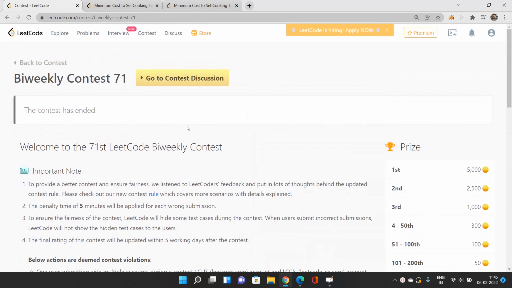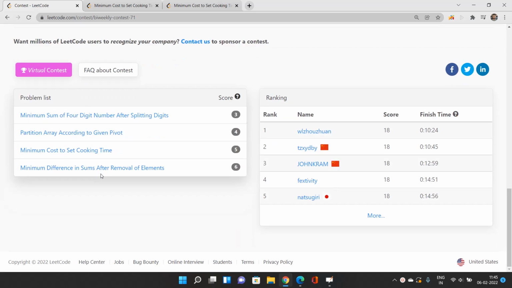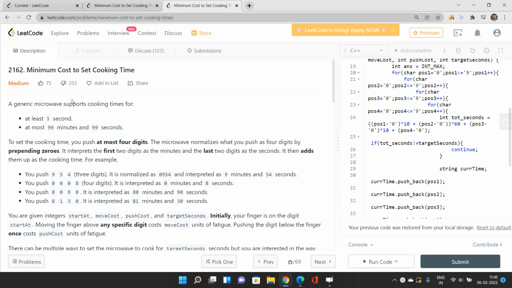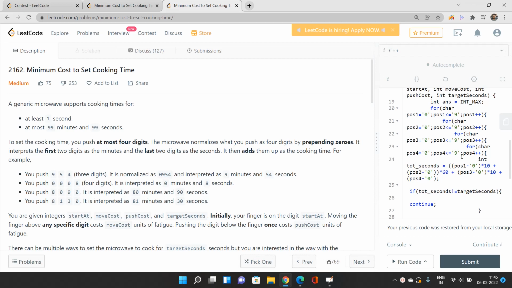Hello everyone. We'll be discussing the third problem of this bi-weekly contest 71, minimum cost to set cooking time. This problem is actually an implementation problem. Just consider all the possible cases and find the minimum. I don't know why there is a huge number of dislikes on this problem.